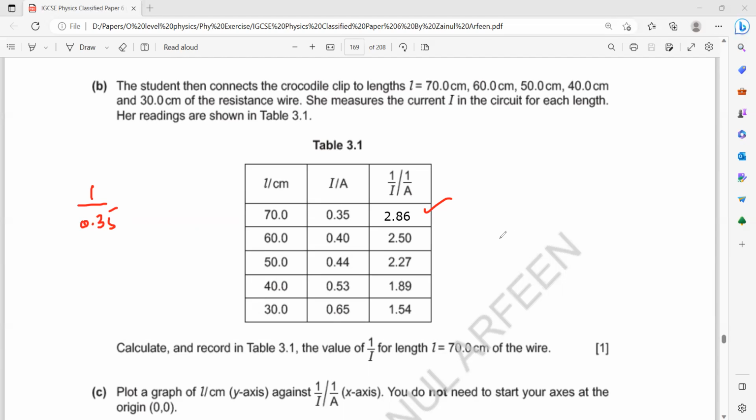Then we have to plot a graph between 1 over I and L. So we need these values for length and 1 over I: 70, 60, 50, 40, 30, and 1 over I. So 1 over I, that is 2.86, 2.50, 2.27, 1.89, and 1.54. These are the values for 1 over I.